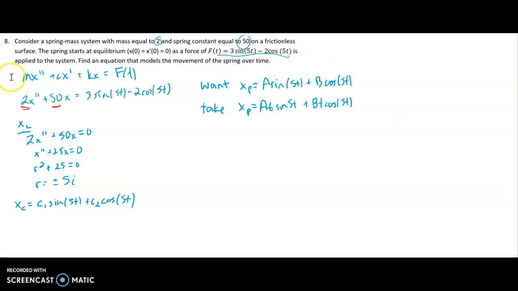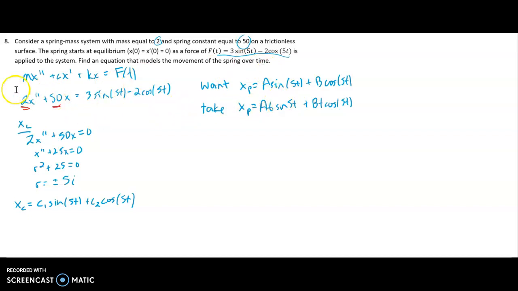To summarize, we had this equation, different components went into it to give me this, did the characteristic equation, got sines and cosines with 5 t's. That was linearly dependent on the force that was being applied, so we had to bump things up with these t's, at sine 5t, and bt cosine 5t. So we need to start taking some derivatives.